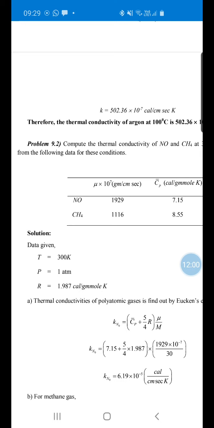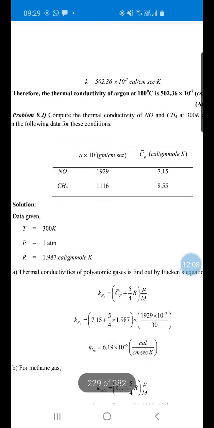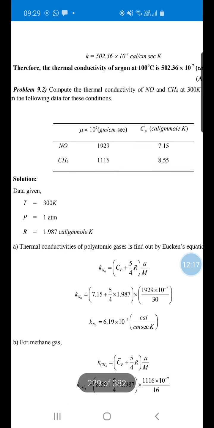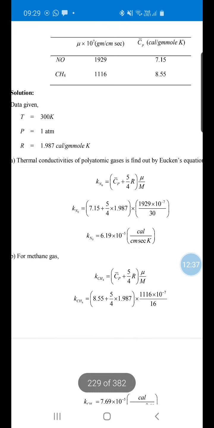The second problem is: compute the thermal conductivity of NO, nitric oxide, and CH4, methane, at 300 Kelvin and atmospheric pressure. Here there are two gases, but you can consider these as polyatomic gases. You can use Eucken's equation. The value of viscosity is given and Cp bar is given. By Eucken's equation, you can find K for NO separately and K for methane separately.